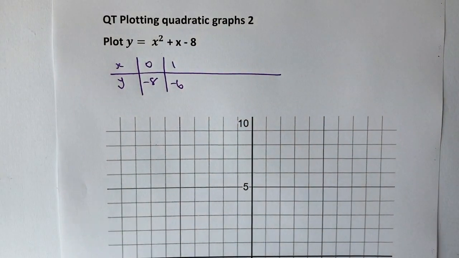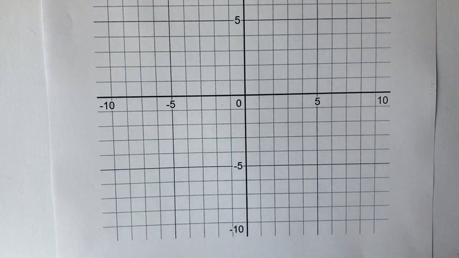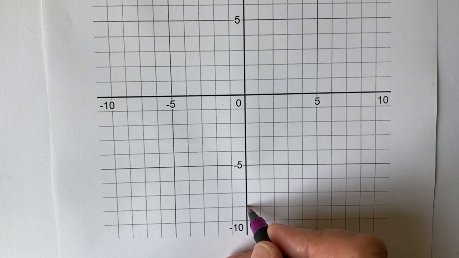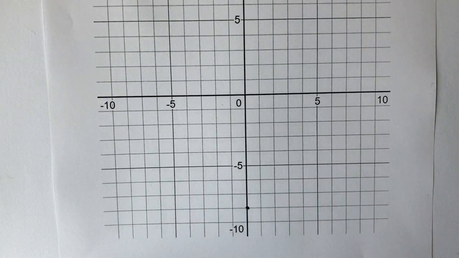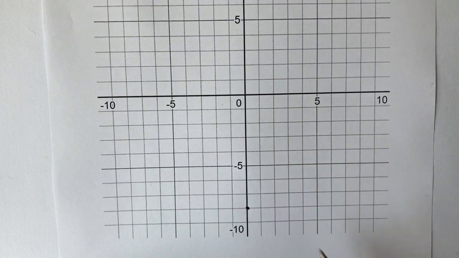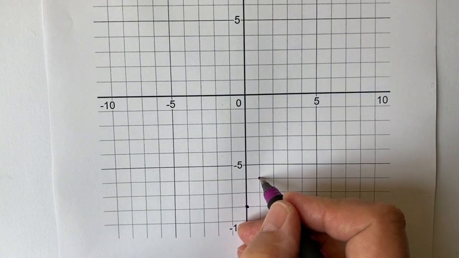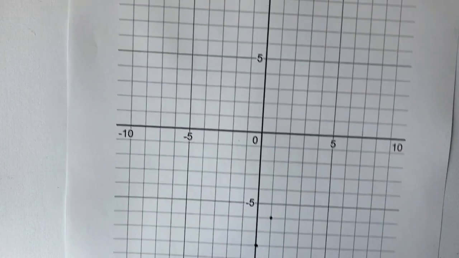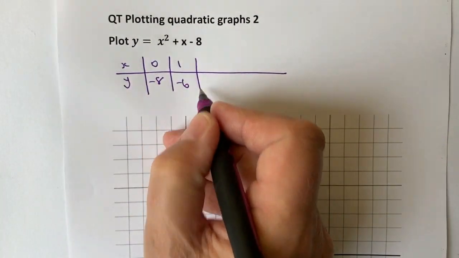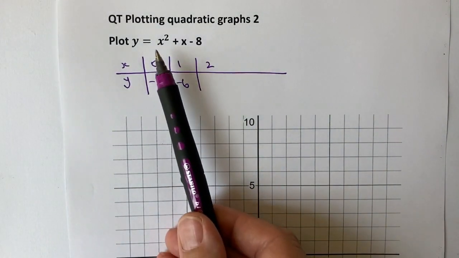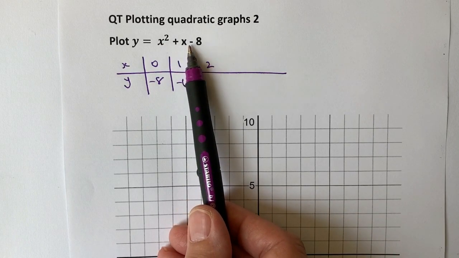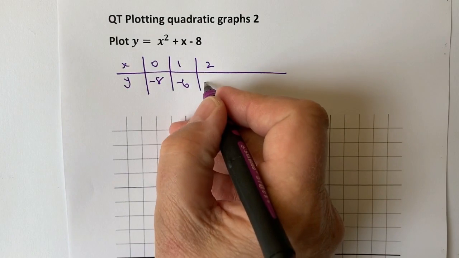So what I've got now is a graph that starts all the way down here, 0, minus 8, which is about there. And then I've got another point where x is positive 1, y is equal to minus 6. So I've got that point over there. Let's carry on a little bit further, where x is a value of 2. That gives me 2 squared, which is 4, plus 2 is 6, and then minus 8 gives me minus 2.